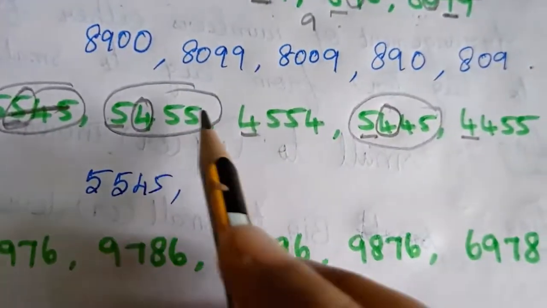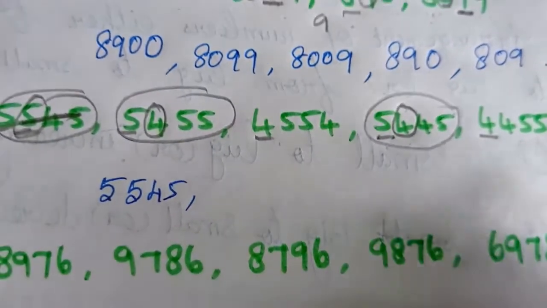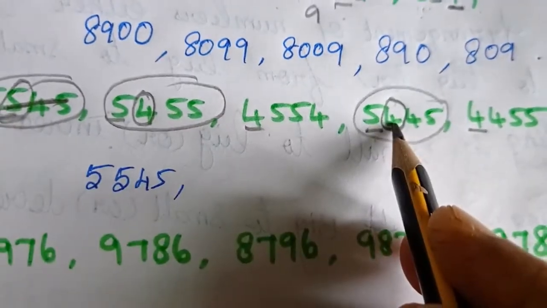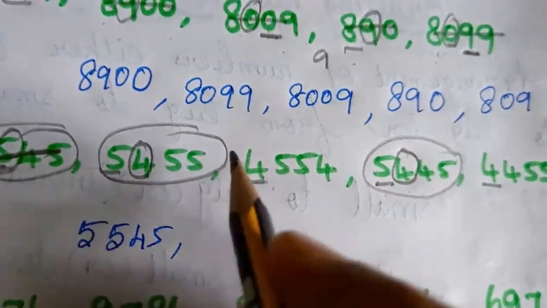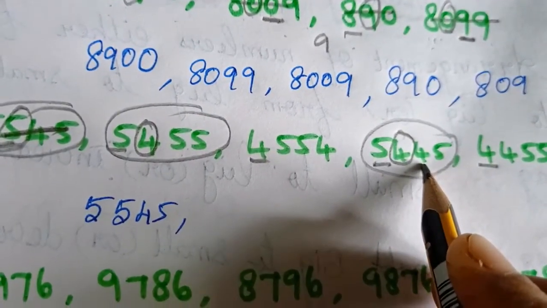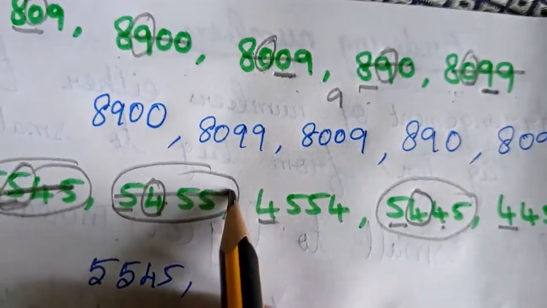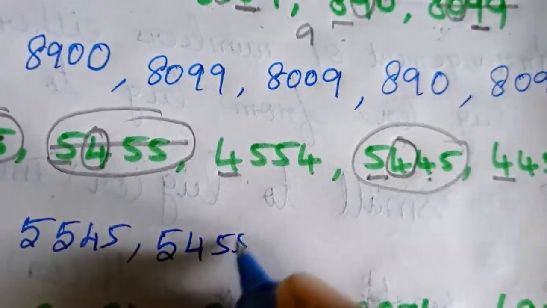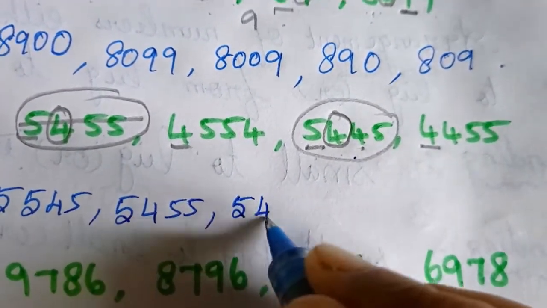So next, we already found these 2 numbers are the next greater numbers. But here the 100 place values are the same for these 2 numbers. So what do you want to do next? Check their tens place value. Here the tens place value is 5 and here the tens place value is 4. So which is greater, 5 or 4? 5 is greater. Okay? So write this one, 5455.